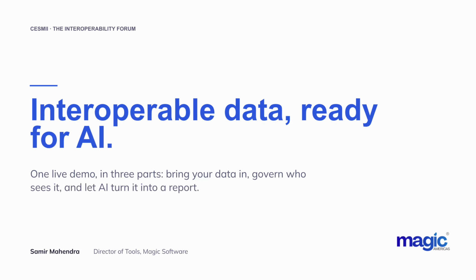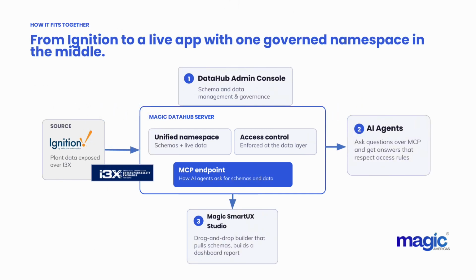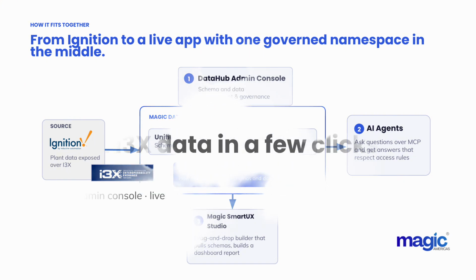Hi everyone, my name is Samir Mahendra from Magic Software, and today I'm going to give you a demo of how we can, using the Magic Data Hub, import data from Ignition via I3X, how we can use our admin console to set data governance rules, how we can use AI agents such as Claude to ask questions about the plant data, and then how we can use the Magic Smart UX Studio to build reports against that data.